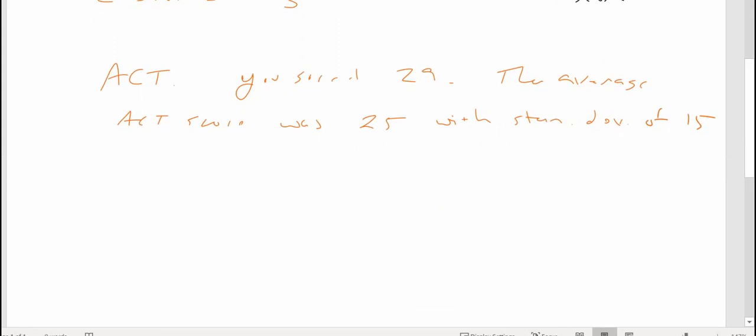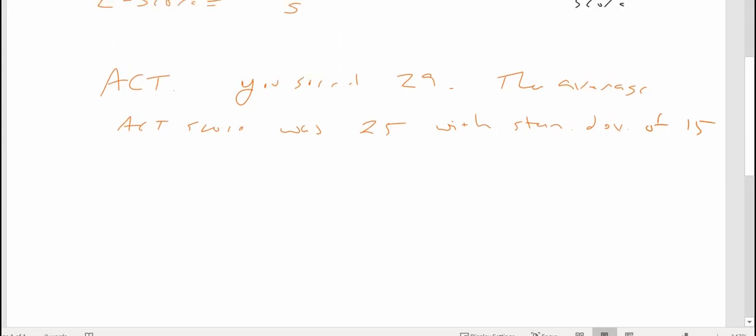So how many standard deviations away are we? Well, our z-score is, you scored the 29. We have to subtract the 25, which is the mean, and divide that by the standard deviation. So that would be 0.267 approximately. So you're about 0.267 standard deviations above the mean. So you're really close to the mean.